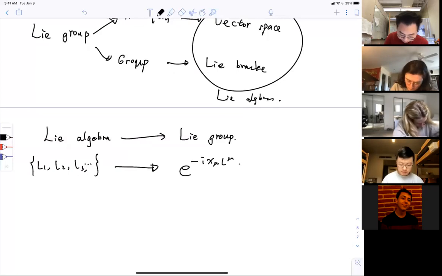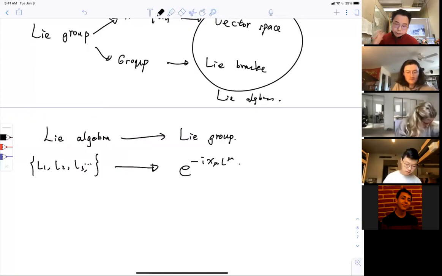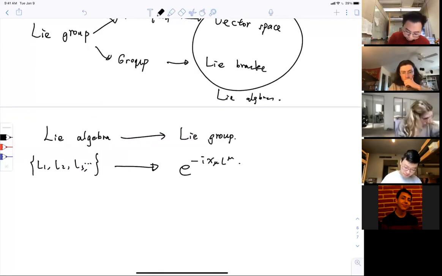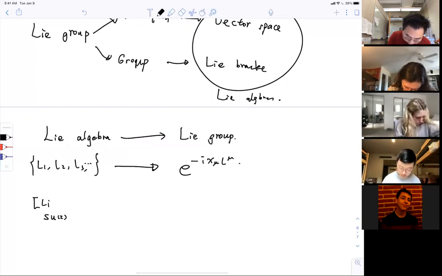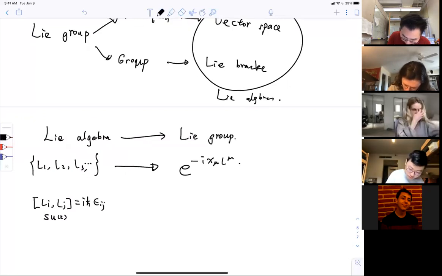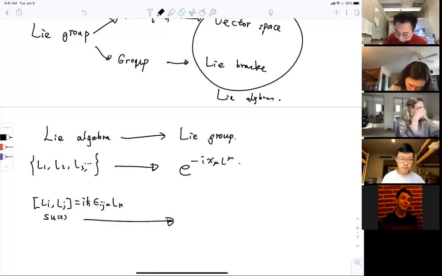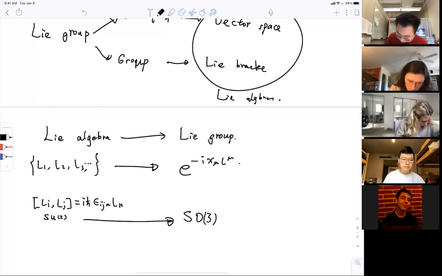But as you know, several groups may share the same Lie algebra, right? For example, I have the SU2 Lie algebra, which is [Li, Lj] equal to i epsilon_ijk Lk. The corresponding Lie group has two options, right? SO3 or SU2.